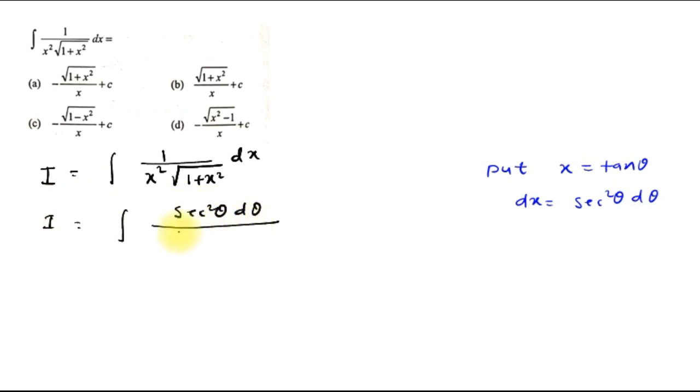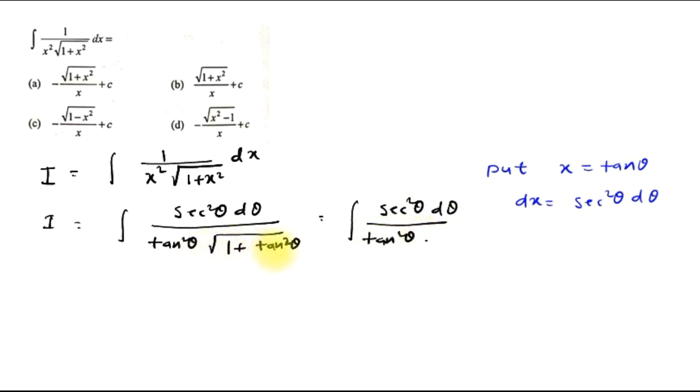and x square is equal to tan square theta, under root 1 plus x square is equal to under root 1 plus tan square theta. As we know, sec square theta minus tan square theta is equal to 1, so 1 plus tan square theta is equal to sec square theta, and this can be written as integration of sec square theta d theta divided by tan square theta into under root 1 plus tan square theta, which is sec square theta, and after taking the square root it becomes sec theta.